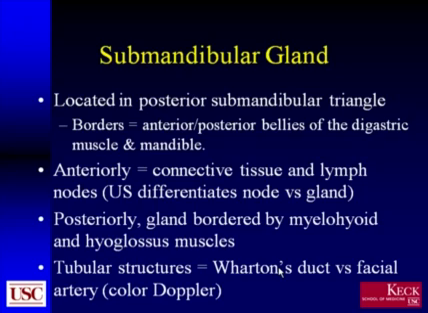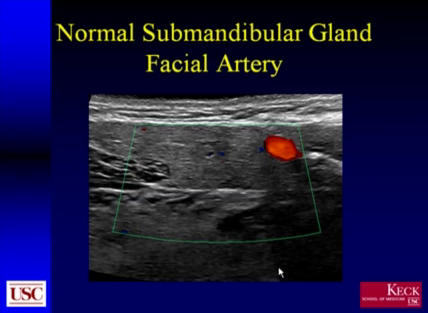Posteriorly, the gland is bordered by the mylohyoid and hyoglossus muscles, and tubular structures are often seen within. Normally, this will be Warthin's duct. However, the facial artery may become more ectatic and somewhat serpiginous, and the two can be confused unless color Doppler is placed on them, which makes the differentiation quite easy.